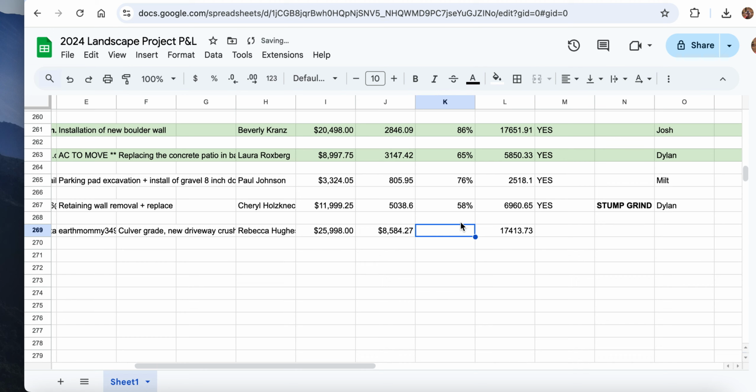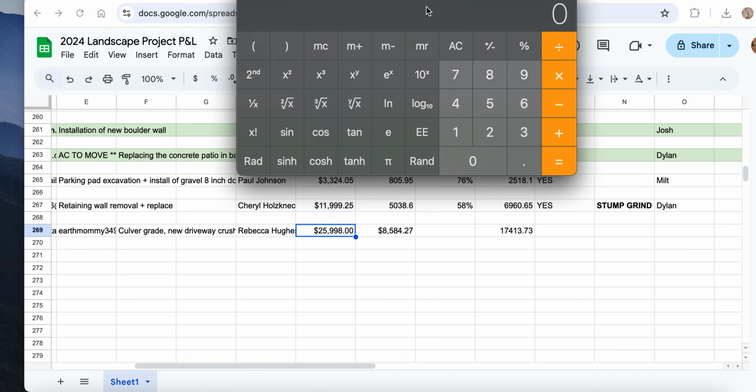To get our percentage or our margin, we're going to take this number that we just came up with and divide it by the job total. So 17,413.73 divided by $25,998 gives you 66.98. I'll do that on the calculator here on the computer to show you as well.